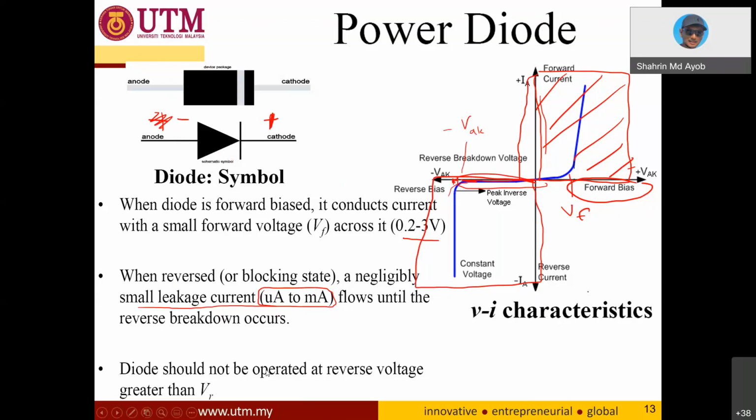The diode should not be operated at reverse voltage greater than this one, VR. This VR is the rating for the diode.